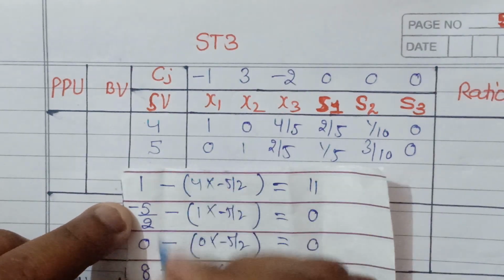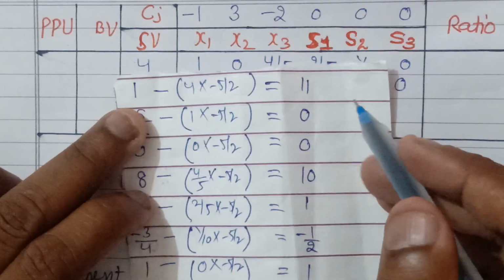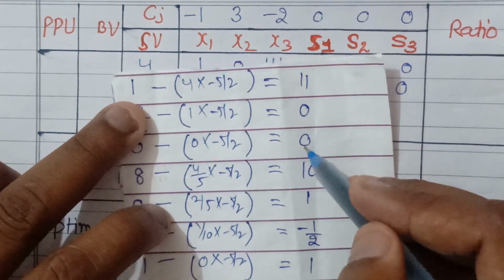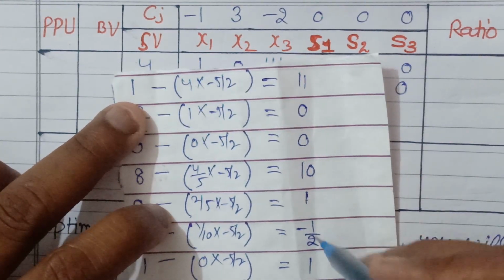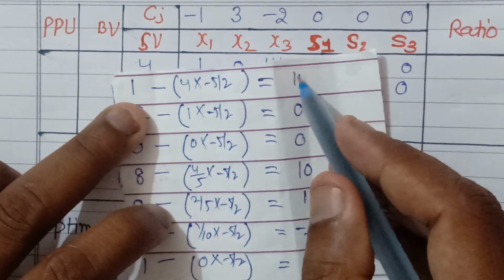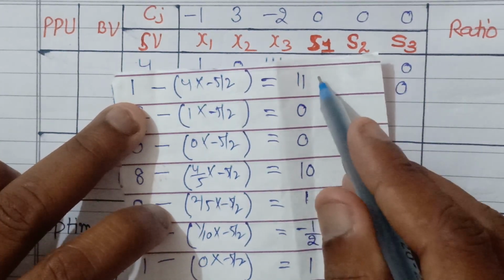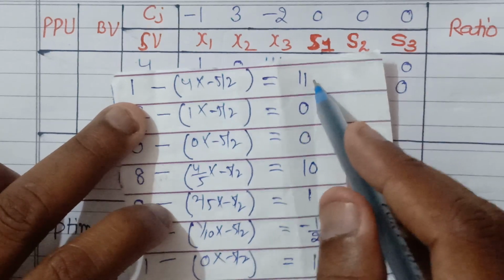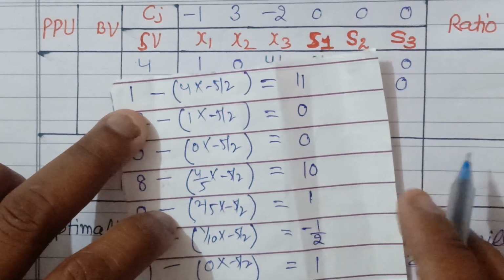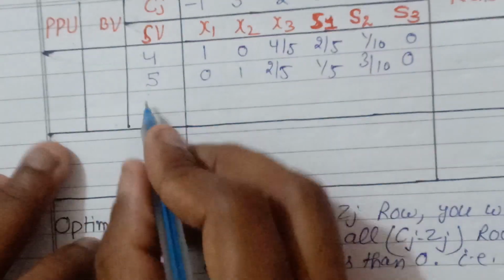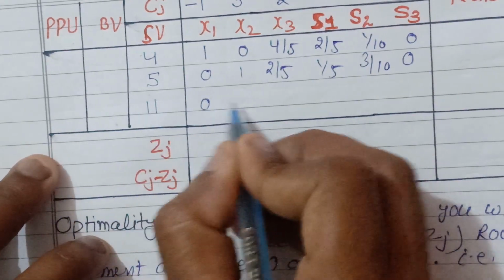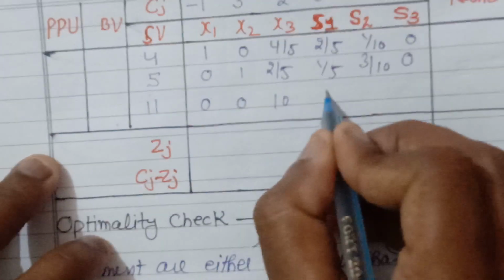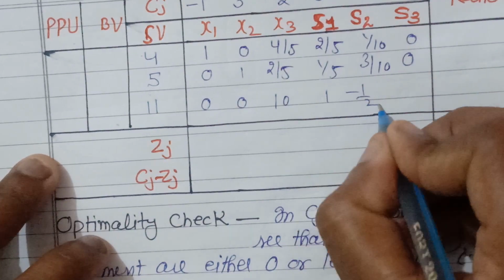And if you solve all these equations, the final values will be 11, 0, 0, 10, 1, minus 1 by 2 and 1. Now we will plot all these values again in the form of a row in the simplex table 3. So let us write these values in the row: 11, 0, 0, 10, 1, minus 1 by 2 and 1.